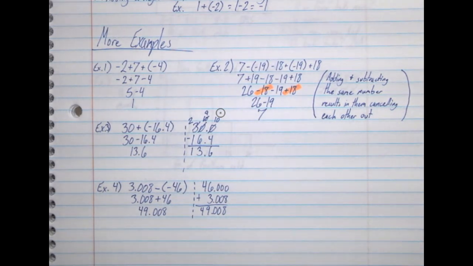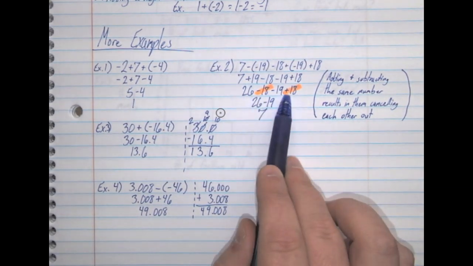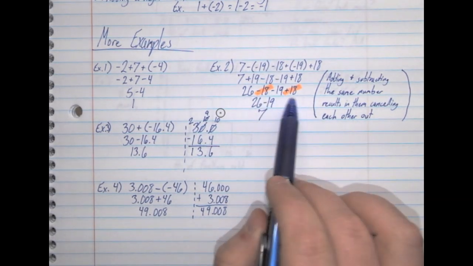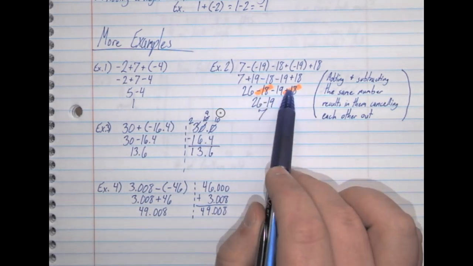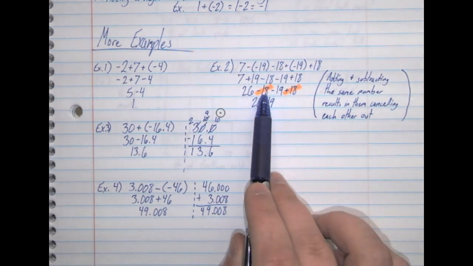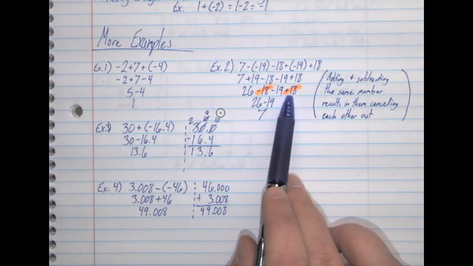The main thing is you have to realize they are both the same number and they have opposite symbols. And this only works for one pair. So if there was another 18 here, it wouldn't cancel out that extra 18. It would only cancel out one of each. So don't be confused by that. Make sure that when you're canceling, you cancel based on a pair, a negative and a positive. And they have to be the same number.